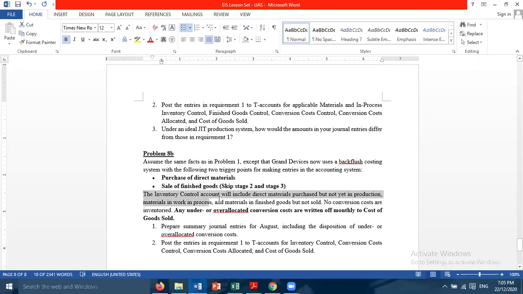Here it's mentioned the inventory control will include direct materials purchased but not yet in production, materials in work in process, and materials in finished goods but not sold. Then no conversion costs are inventoried. Any under or over allocated conversion costs are written off monthly to cost of goods sold. Okay, so remember before we learned about disposing of our under or over allocated conversion costs, right? In this case, we're just asked to write it off to cost of goods sold. Okay, so the first requirement is to prepare summary journal entries for August, including the disposition of under or over allocated conversion costs.